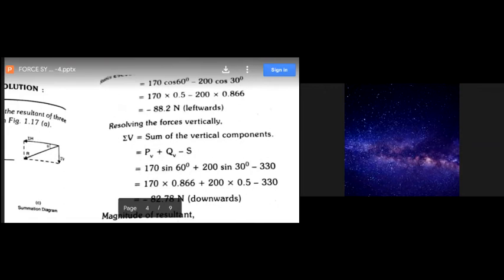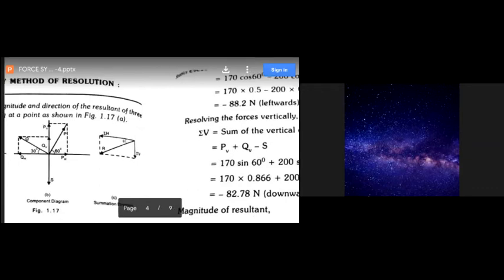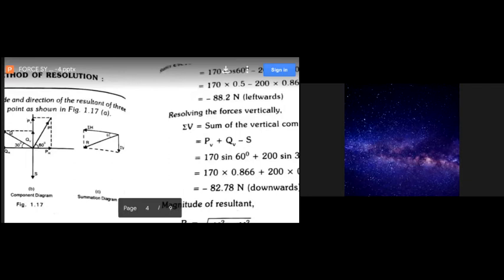Let us assume sigma V is the algebraic sum of the vertical components. So the vertical component of P plus the vertical component of Q, plus the third force. We have to find the algebraic sum of the three forces. First see in the figure, the vertical component of P acts in the upward direction, so we consider it positive, and the vertical component of Q also acts upward, so it is also positive. And the S force acts in the downward direction, so we have to subtract it: minus S. So PV plus QV minus S.